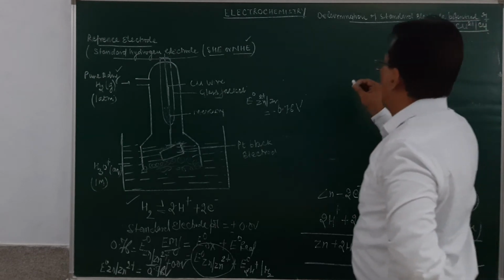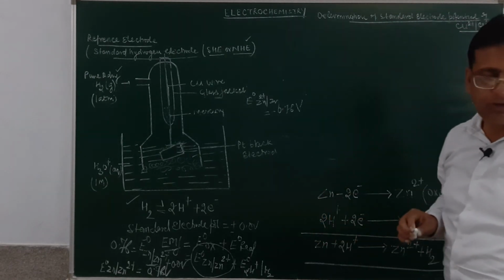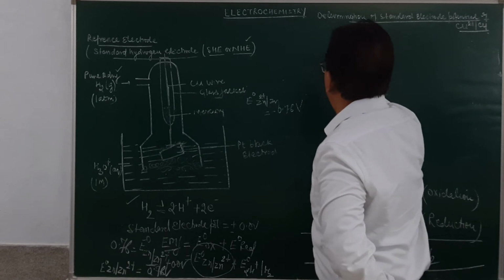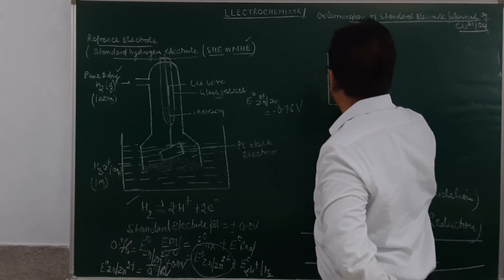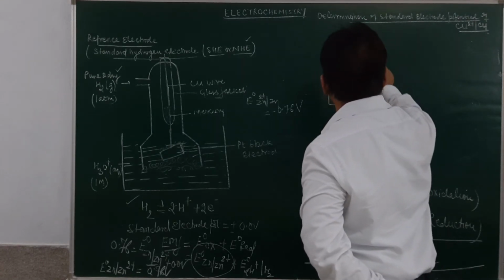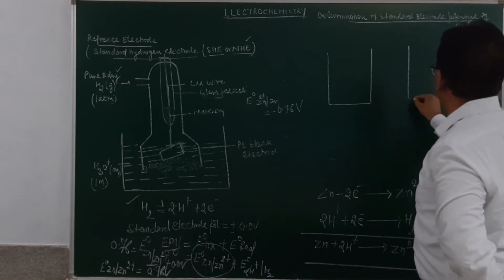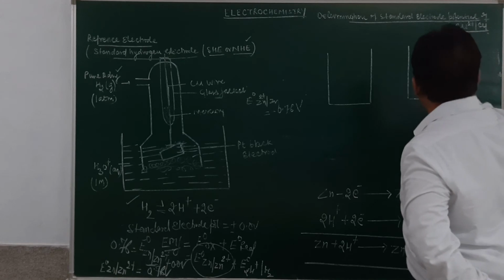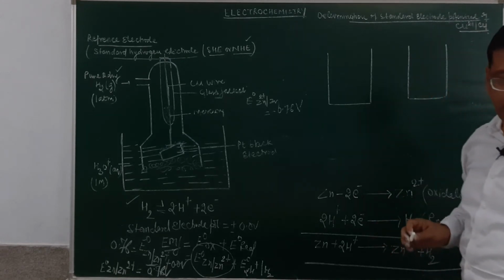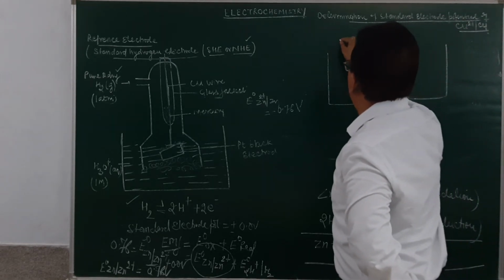Here again we will take the two half cells. One will be connected to the positive terminal, the other will be connected to the negative terminal of the battery. This will again be the two electrodes over here. Yes, in one of the electrodes we have a zinc electrode.